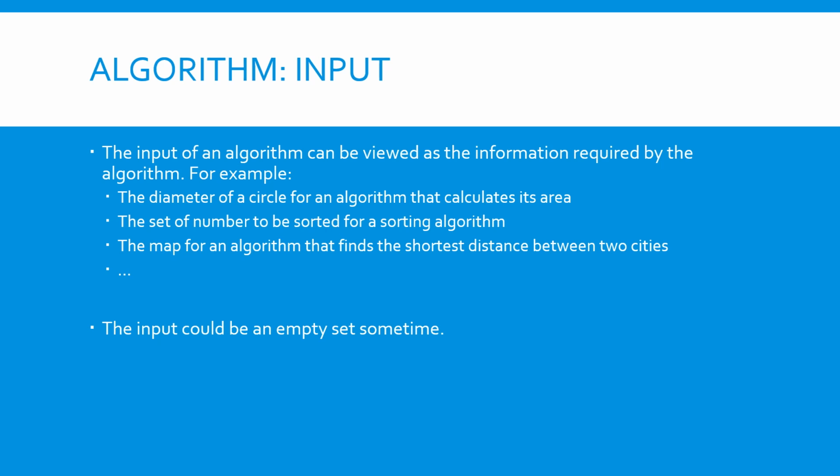The input of an algorithm corresponds to the information required to execute the procedures. For example, an algorithm that calculates the area of a circle needs information regarding the diameter of the circle. And a sorting algorithm requires a set of numbers to sort. In some cases, the input could be an empty set, which corresponds to functions or subroutines that do not need any parameters.